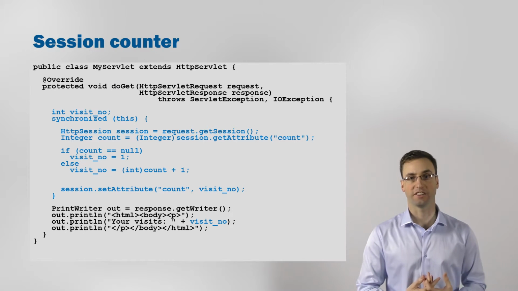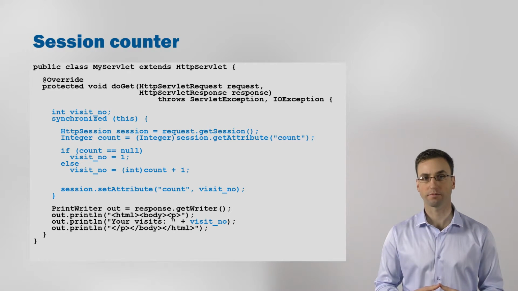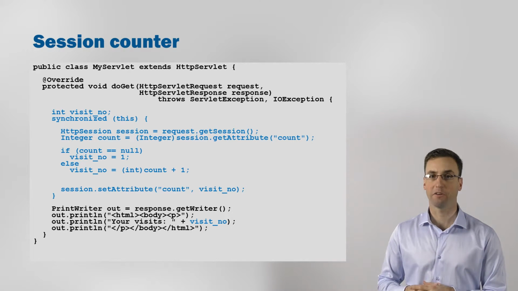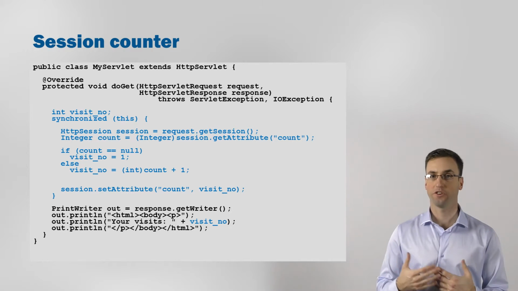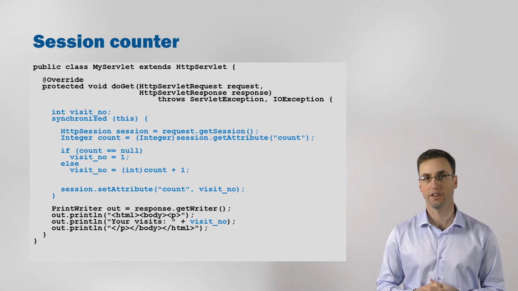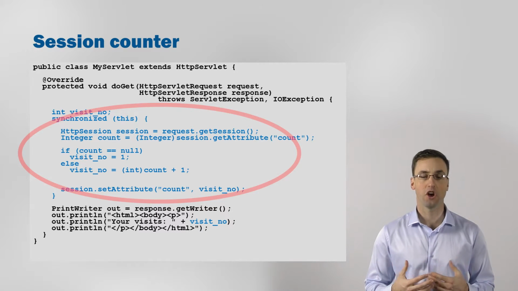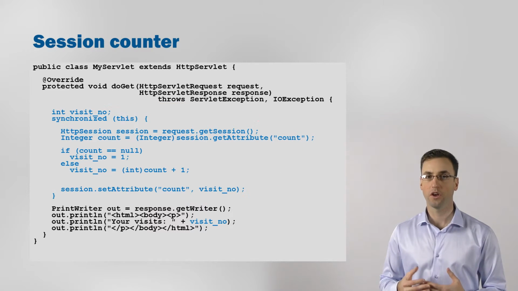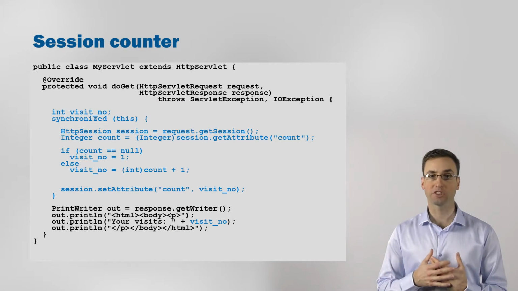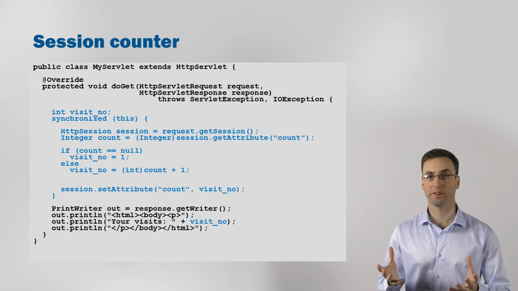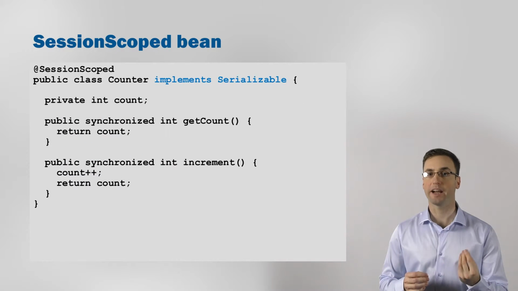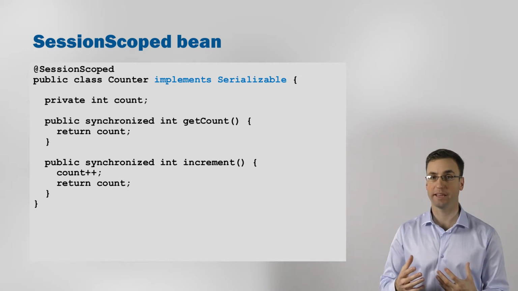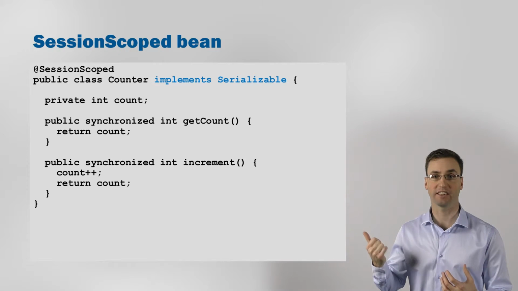So I'd like to consider an example of using CDI. Here's the kind of code that we might use to count the number of visits by a user to a web page. Notice that with each request, I'm storing and retrieving data from the HTTP session object. With CDI, we can replace all of this logic with a session-scoped counter. So we might convert the counting logic into a Java bean, and here's a class that implements a counter.